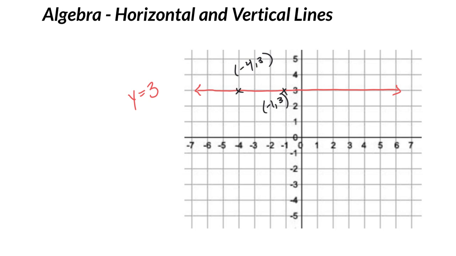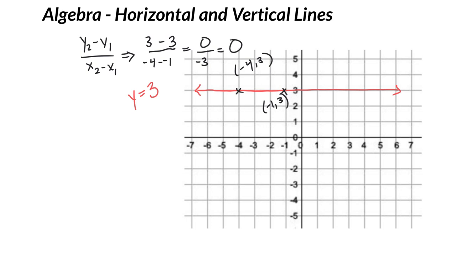So if I were to find the slope, remember the slope formula is find the difference between the 2 y values and divide that by the difference between the 2 x values. Let's do that in this case. So my y values are 3 and 3. My x values were -4 and -1. So here I get 0, and down here I get -3, but 0 divided by anything is 0. The slope of any horizontal line will be 0.